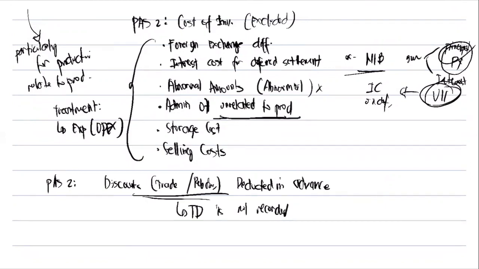How do we initially measure your inventory? We initially measure it at the cost of purchase, cost of conversion, and other costs, and there are items inside those costs, and you net it of any trade discounts.